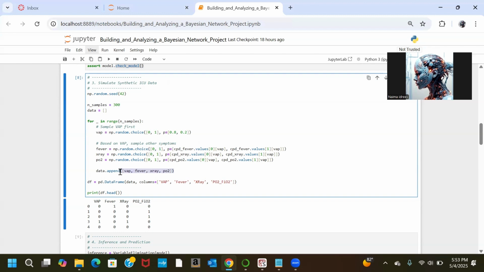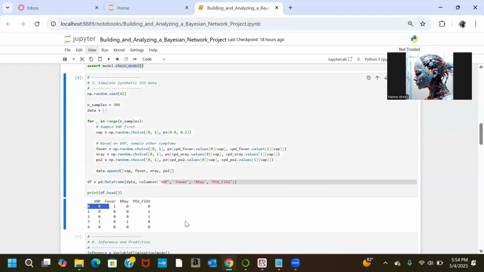at the end, all the results will be framed in the data frame, which is here, and the four columns. Here you see these four columns which we want in our data frame. These show each patient's VAP status like this.